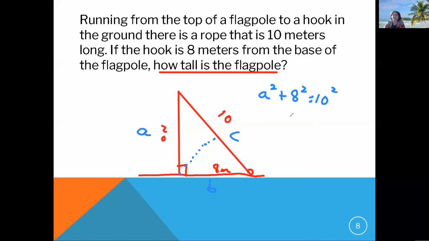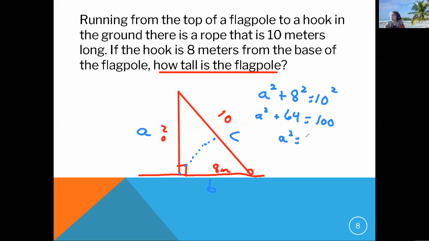What's 8 times 8? 64. And then what's 10 times 10? 100. And then when I subtract, well, I shouldn't have told you that. Why is it subtraction, by the way? Because they're on the opposite sides of the equal sign. When they're on the same side of the equal sign, we add. When they're on the opposite side, we subtract. So what's 100 minus 64? 36.